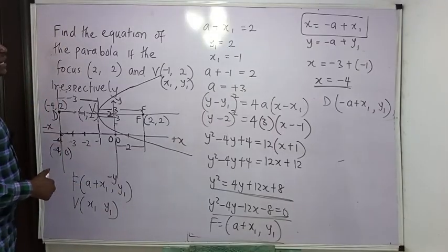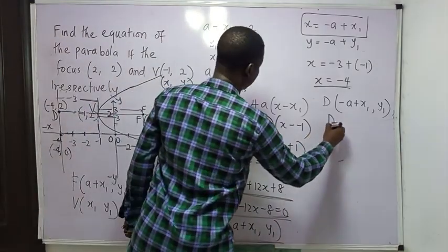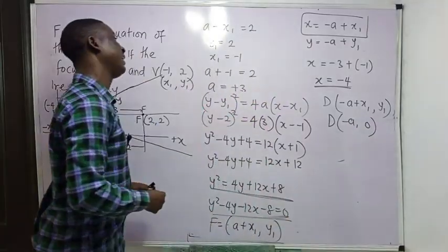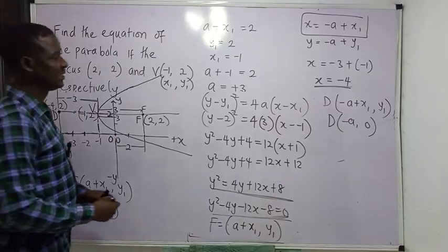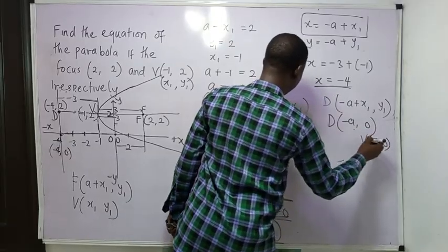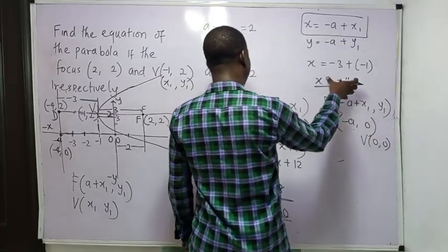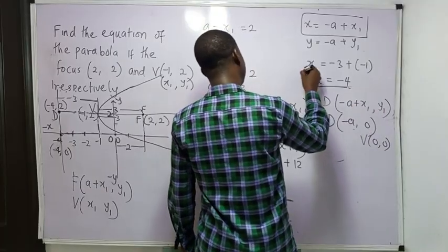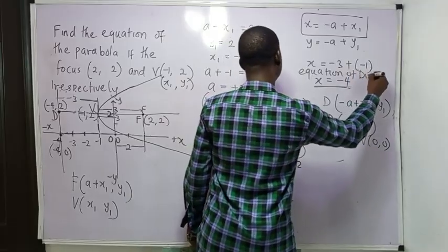But if S and Y are 0, that's where the coordinate of the directrix now becomes -A, 0. If the focus lies on the Y axis, this can only be because the vertex is 0, 0. But if the vertex is not 0, 0, this is the general equation. Then this is the equation of the general coordinate of the directrix.